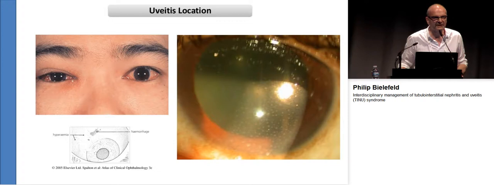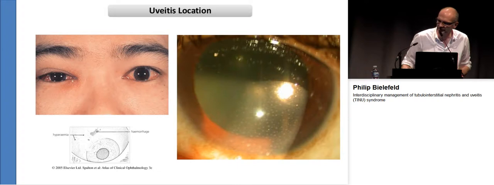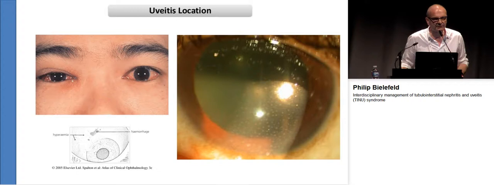He has a simple, I say simple, but it's not always so simple, viral conjunctivitis. This patient on the right-hand side of the slide has anterior uveitis. You see these big spicules just behind the cornea. This uveitis is anterior and it's called granulomatous.